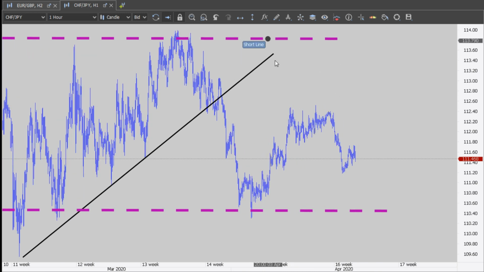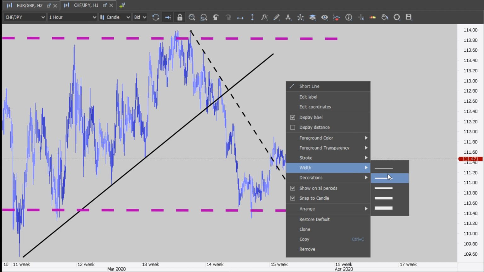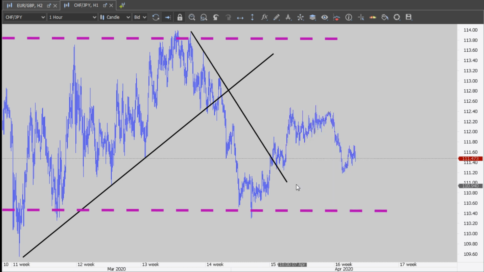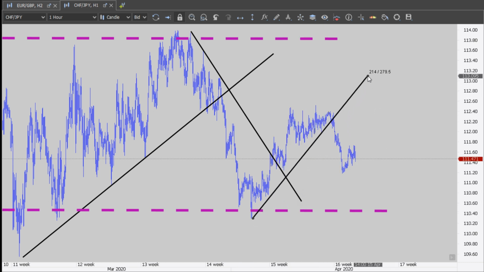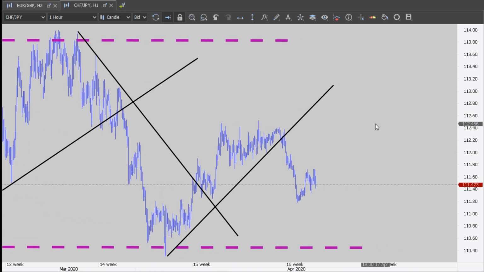And then what happened? The market was making lower lows, lower highs until here. Let's make this black. Stroke like this. And then the market was making higher highs and higher lows again until here. And right now the market is falling, right? Short-term long.